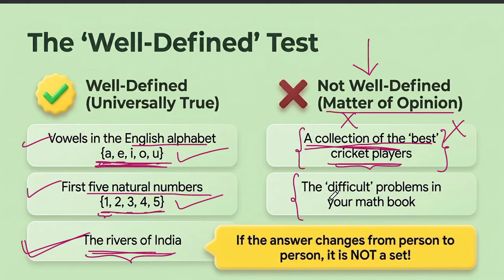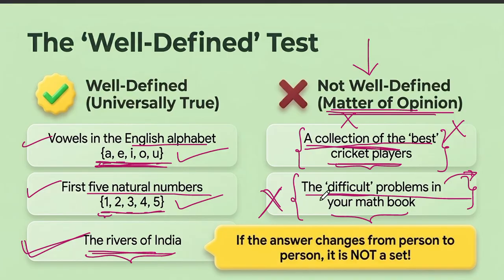Now suppose I ask you to make a collection of difficult problems in your maths book. Again, this is not a set. Why? Because difficult problems in the maths book are a subjective matter of opinion. For some persons, maths is very difficult, so for them all the questions are difficult. And for a maths person, all the maths problems are easy. So it depends on opinion. Again, this is not a set because it is not well defined.